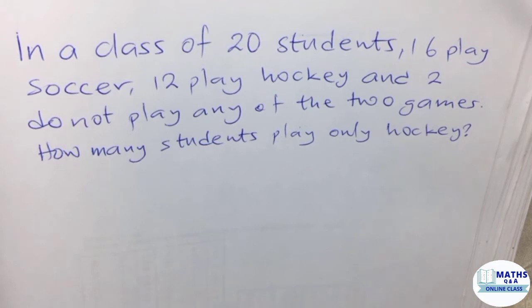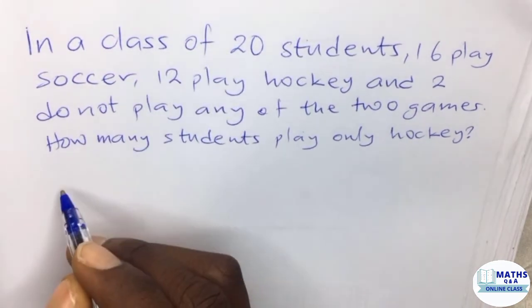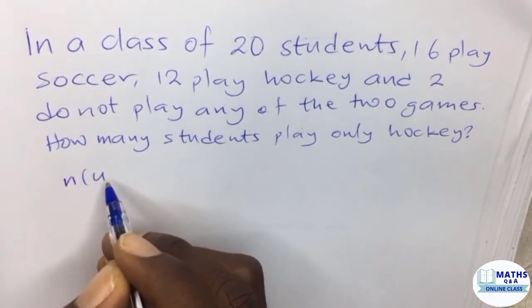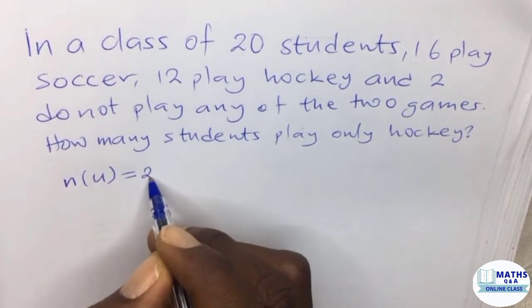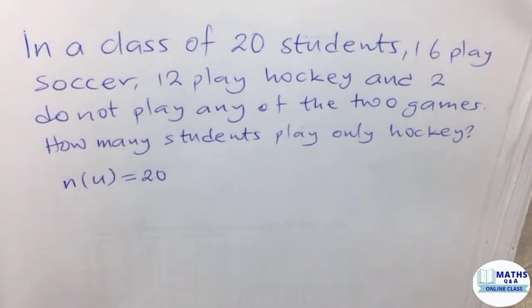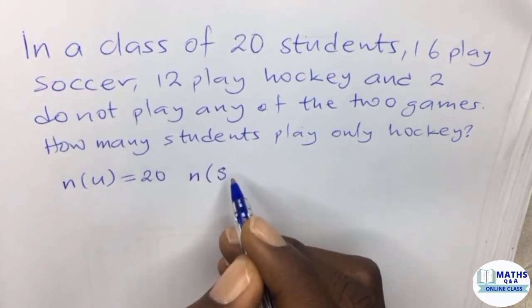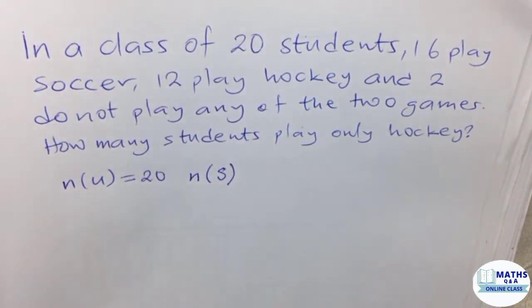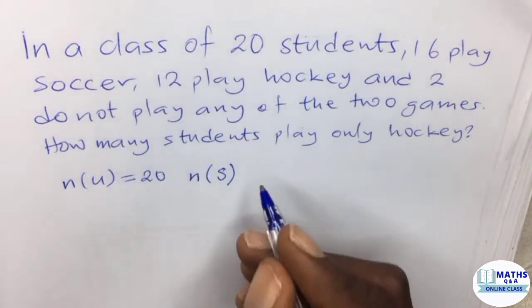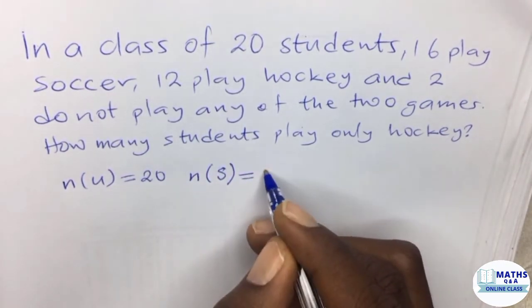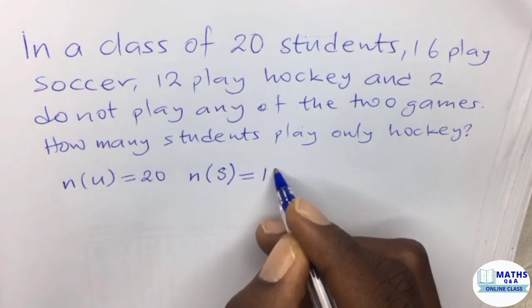We were told that in a class of 20 students, that means the universal set is what? 20. So our N of U will be equal to 20 students. That is the universal set. Then the next information is we were told that some students play soccer. So we want to use the variable S to represent students who play soccer. And the total number is 16.